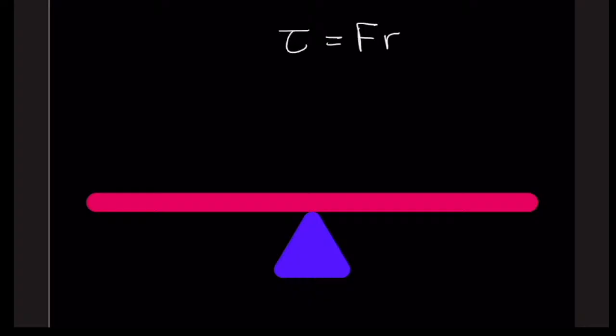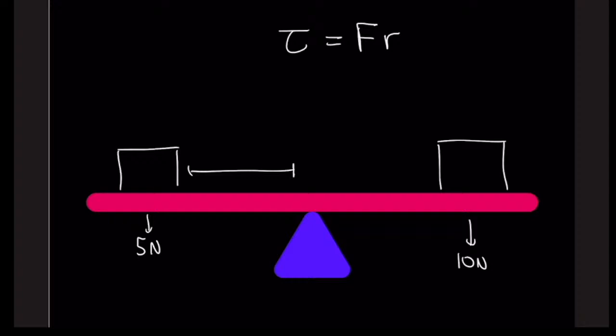So let's say that in this circumstance, what we have here is a box. This box is going to be exerting a downward 5 Newton force. And this box over here is going to be exerting a downward 10 Newton force. This box is going to be 2 meters away from the pivot point. So now the question is, where should this box be placed to equal this out?